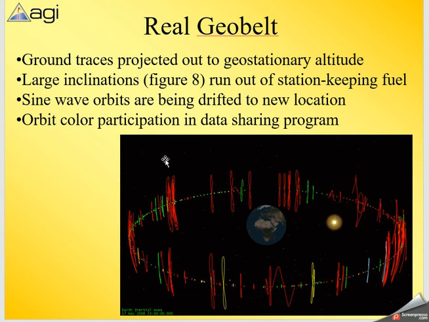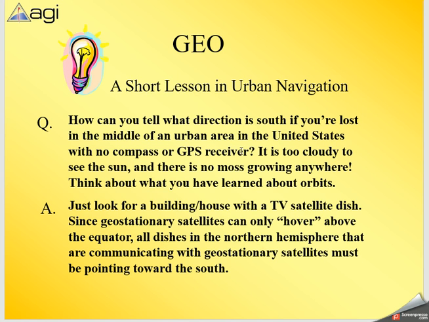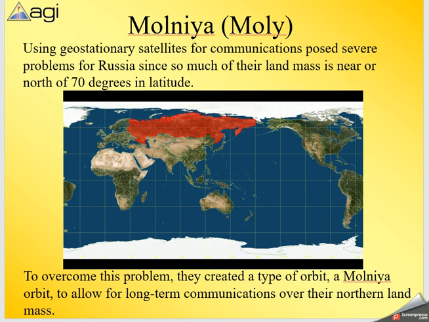So going through and looking at all the different ones, they're moving, and each one of those movements tells us different things. So how can you tell which direction is south if you're lost in the middle of an urban area? You look at the satellite dishes. All satellite dishes in the United States point south, down towards the equator.